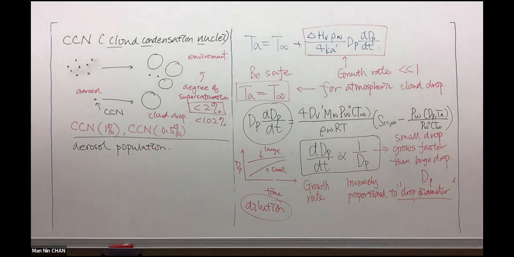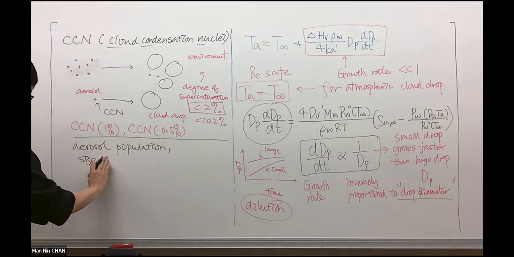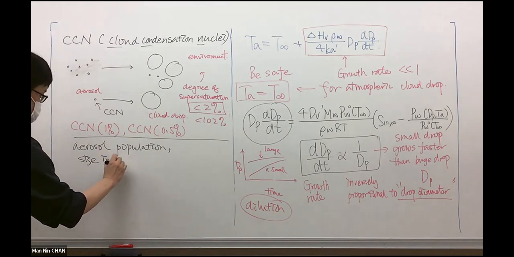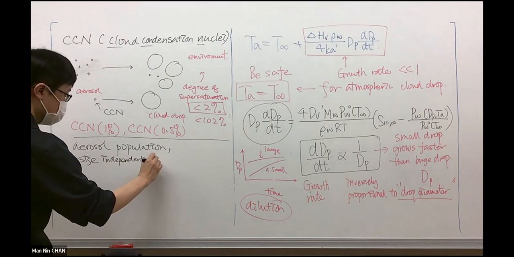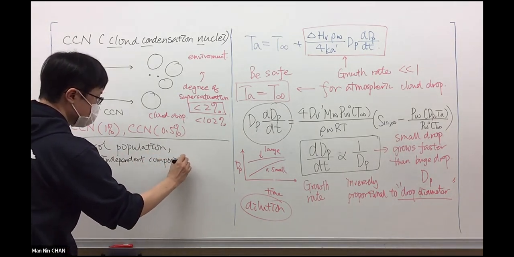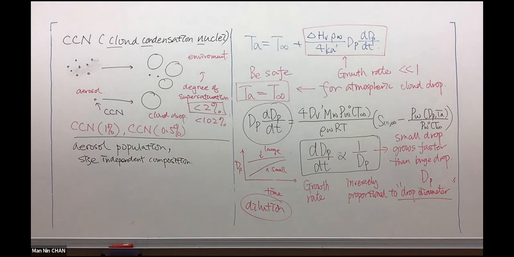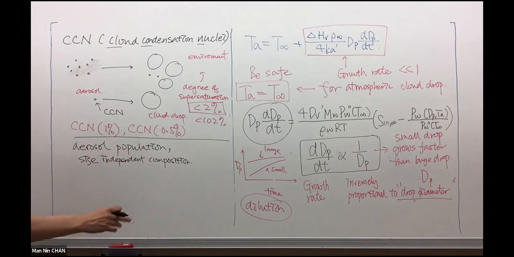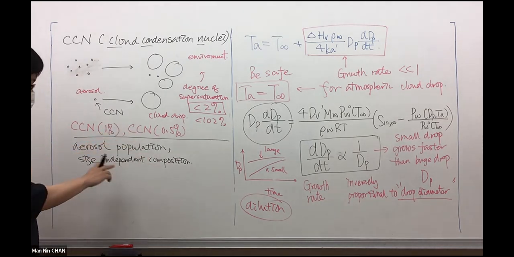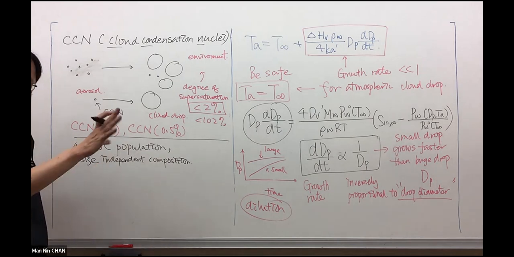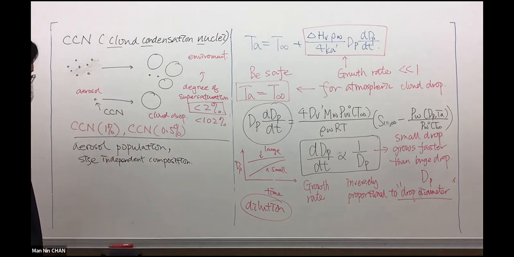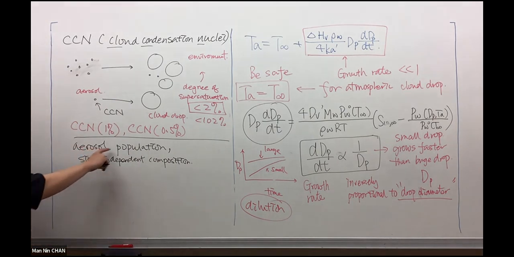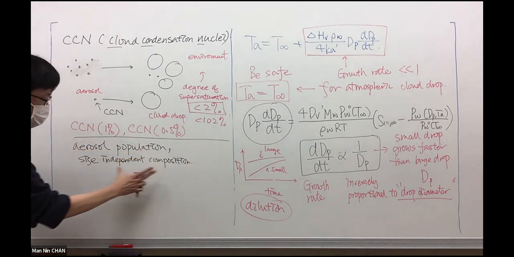we have an aerosol population, and assume the composition is the same across the size. So we call this a size independent composition. Let's say you just assume you have a pure aerosol, pure sodium chloride. In that case, the composition does not change with the size, right? At a given size, it's just the pure sodium chloride. So it assumes you have an aerosol population, and their composition does not change with size.